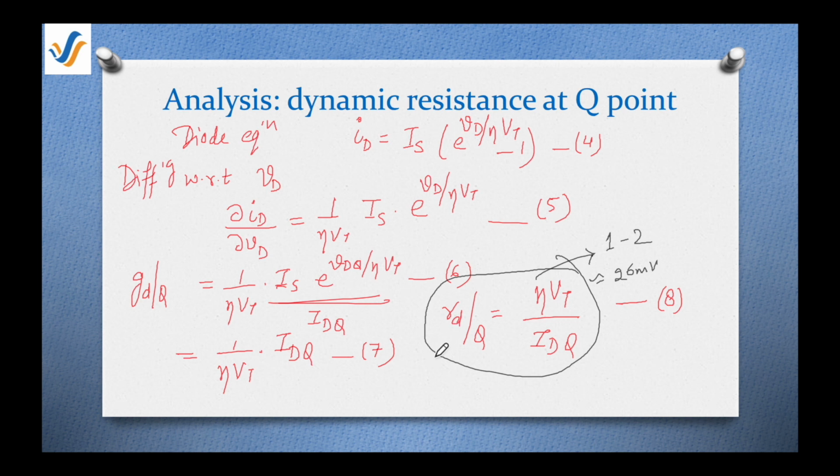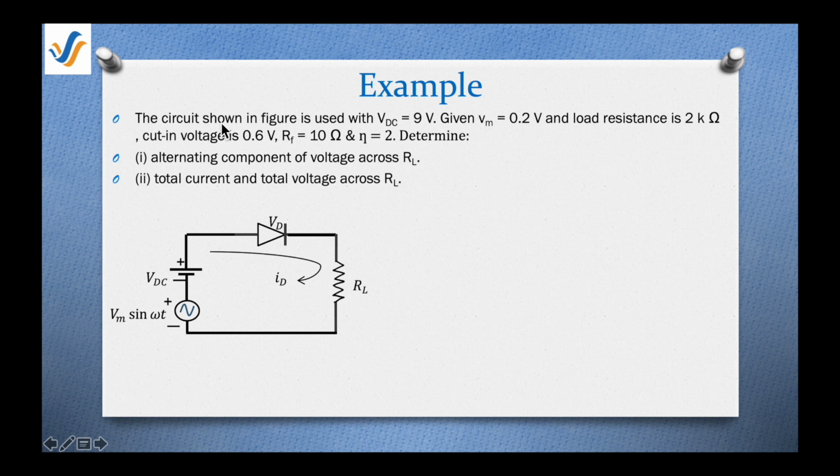Now let's solve a problem on it. So the question is, the circuit shown in figure is used with this DC voltage, the amplitude of the sinusoidal signal is 0.2 volt, the load resistance, cut-in voltage is given, forward resistance is given, ideality factor is also given. We need to find out the alternating component across the load resistance and the total voltage and current in the circuit. Okay, so for solving any problem on the AC analysis of a diode circuit, just follow these steps.